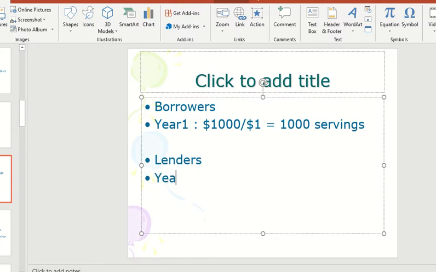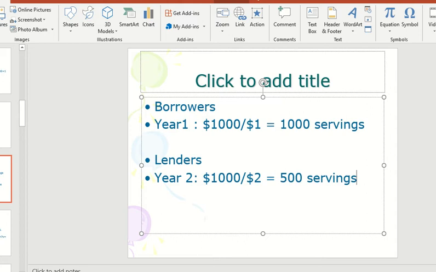So that's year two, right? Because lenders only get to spend this $1,000 in year two. So now $1,000, and each serving of food costs $2. So we get 500 servings of food. So that's how lenders tend to get hurt by an inflation, because lenders tend to get to spend the money when it is worth less.